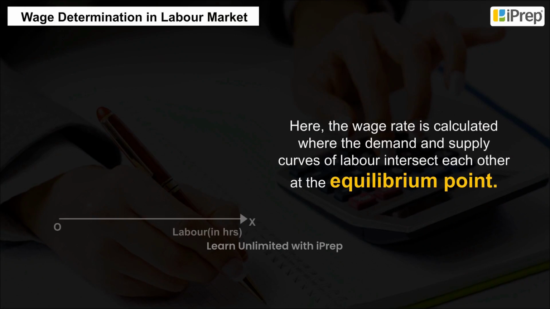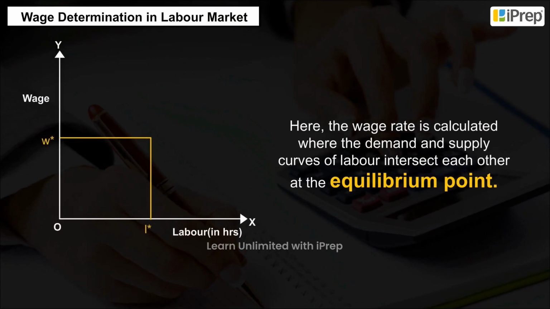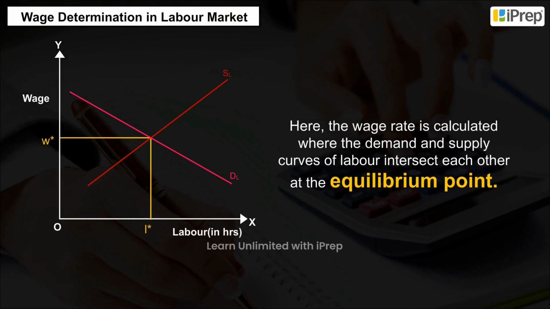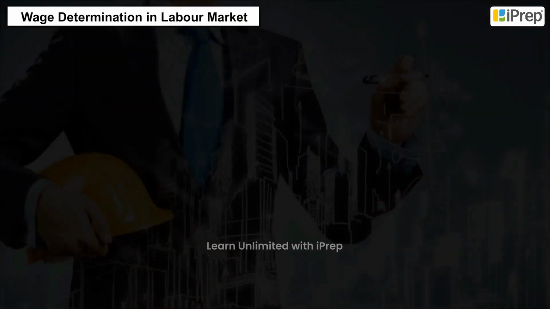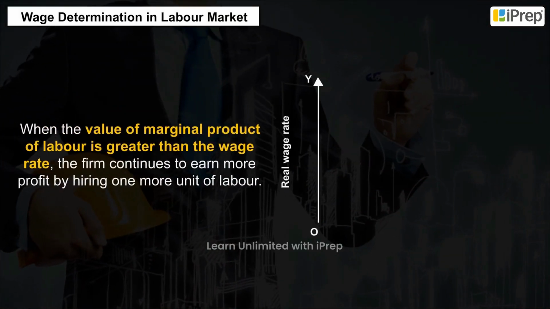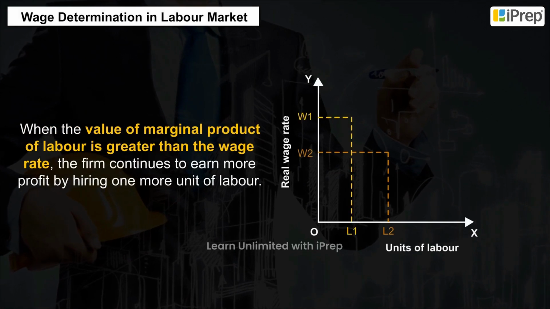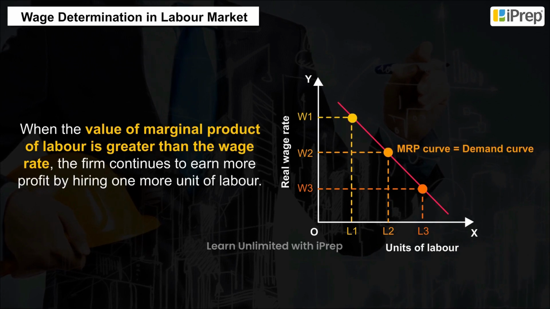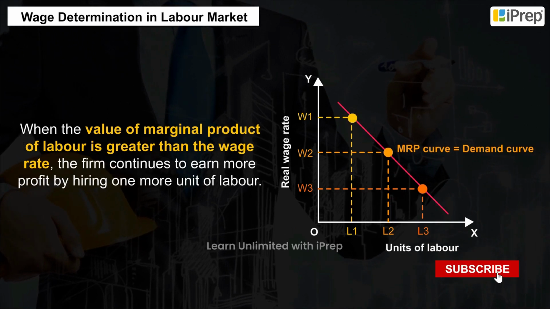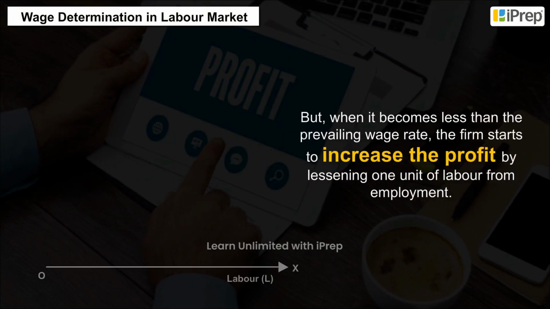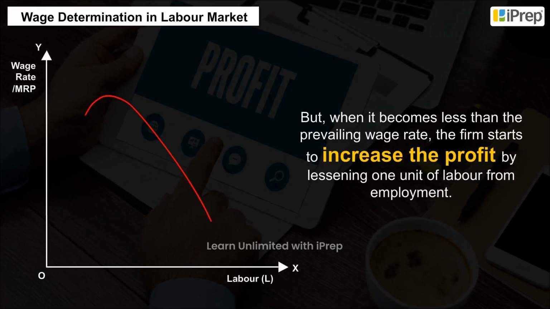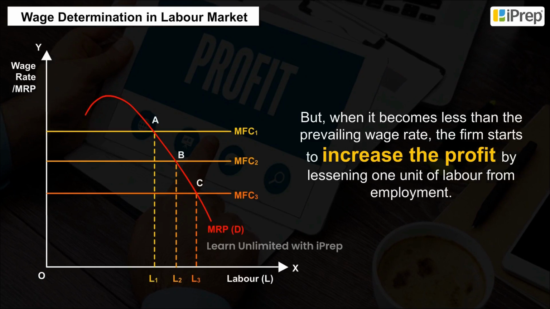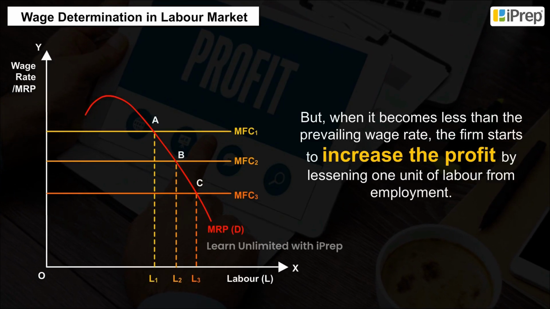Here, the wage rate is calculated when the demand and supply curves of labor intersect each other at the equilibrium point. When the value of marginal product of labor is greater than the wage rate, the firm continues to earn more profit by hiring one more unit of labor. But when it becomes less than the prevailing wage rate, the firm starts to increase the profit by lessening one unit of labor from employment.